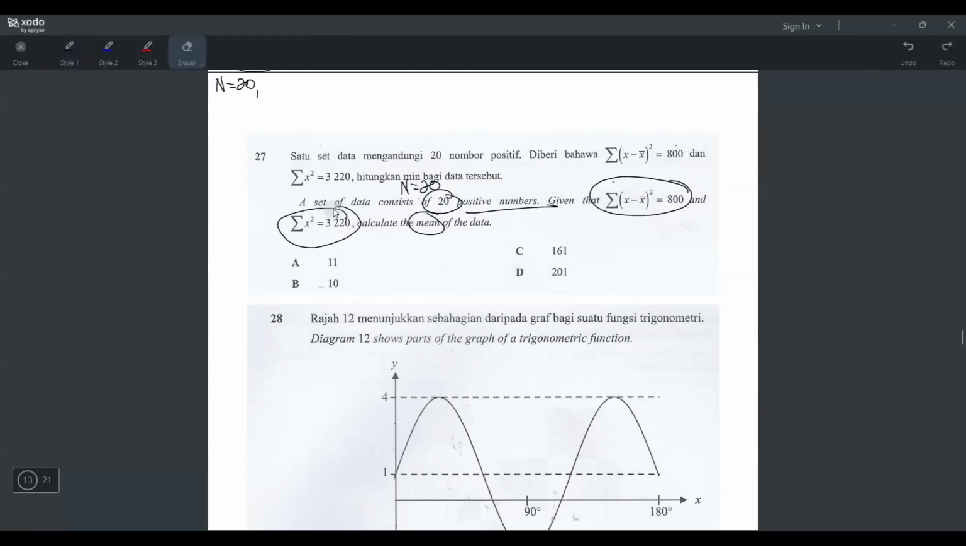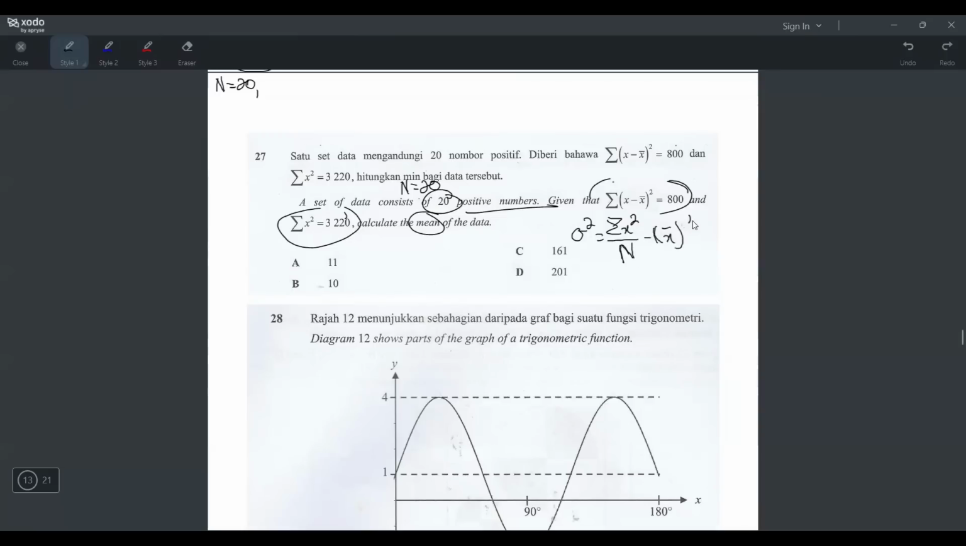How should I do this? First of all, let's talk about this first. What is this sum of x minus mean square? This one you will actually use in the formula for variance. Let's talk about variance. The formula for variance is this: sum of x square over n minus mean square, for ungrouped data. For data that has no frequency, this is the formula.